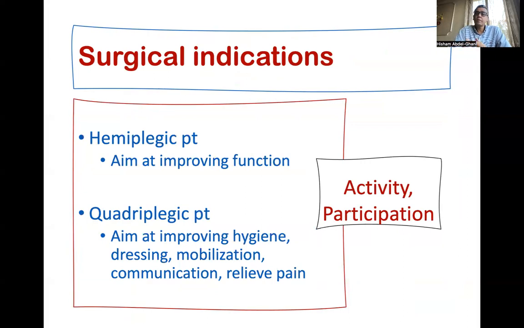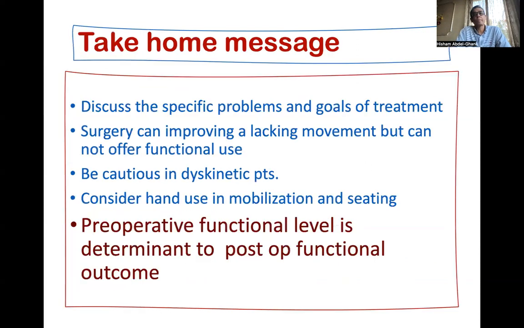So in hemiplegic patients, mostly we aim at improvement of function. But in quadriplegic patients, in most cases, we aim at improving hygiene, dressing, mobilization, communication, relief of pain. And sometimes in these patients, improvement of the position of the hand to use an electric wheelchair will improve his mobility capacity. And we have to focus in all of this on improving the activity and participation of these patients.